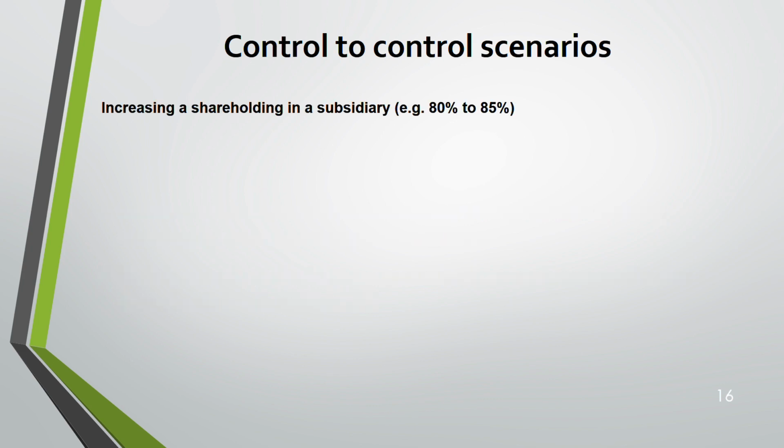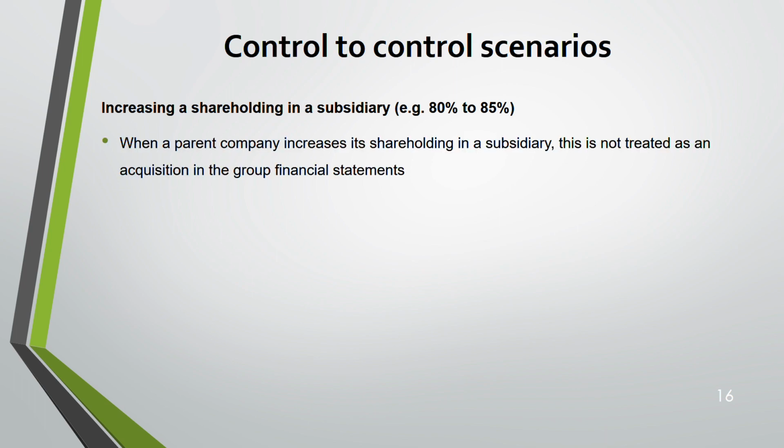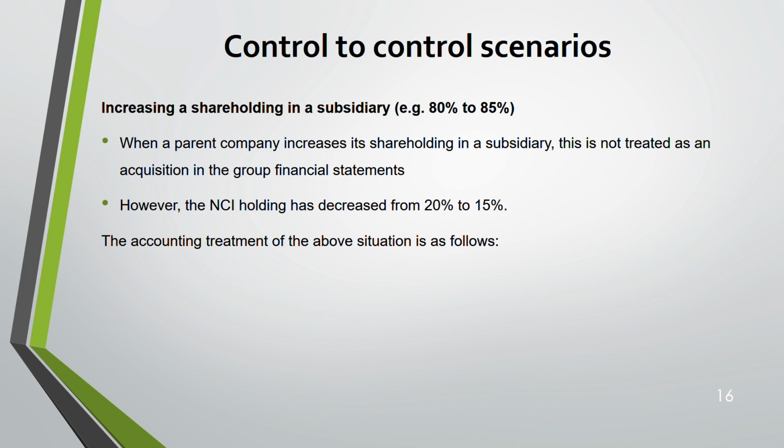That is known as control to control. When you're having control to control, the way you account is different, whereas when you're losing or gaining control, we just saw how the scenarios work. Let's say it increased from 80 to 85. This is not even treated as an acquisition in the group accounting. Here NCI decreases from 20 to 15%, because at 80 NCI is 20, at 85 NCI is 15%.